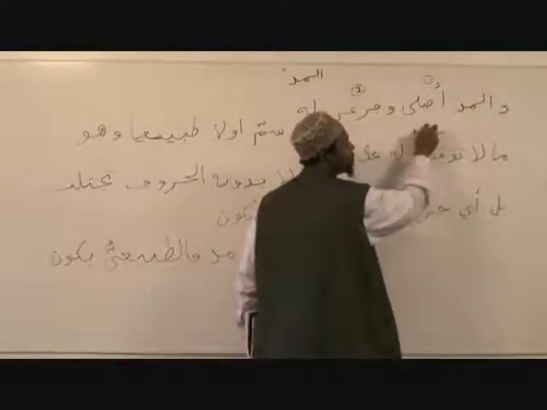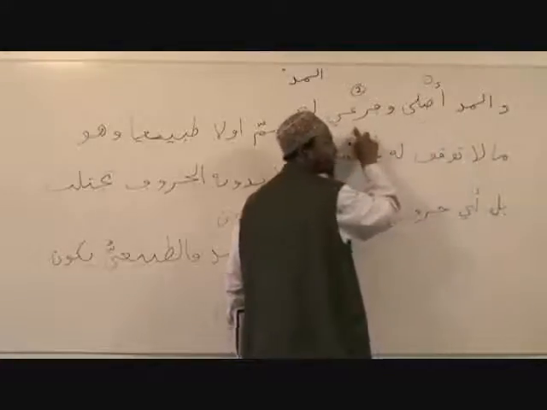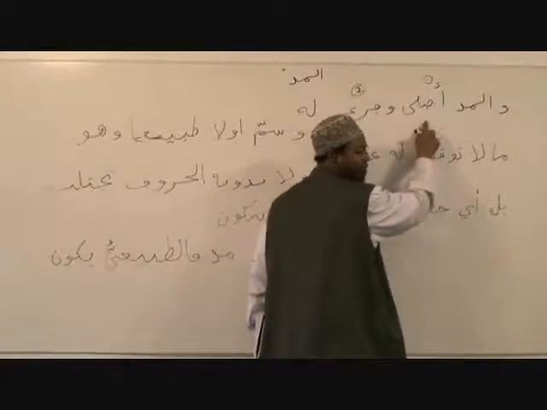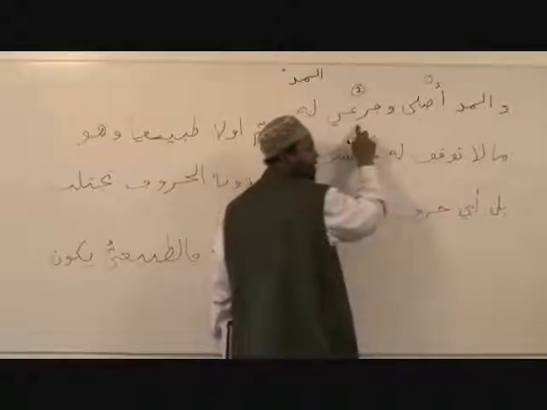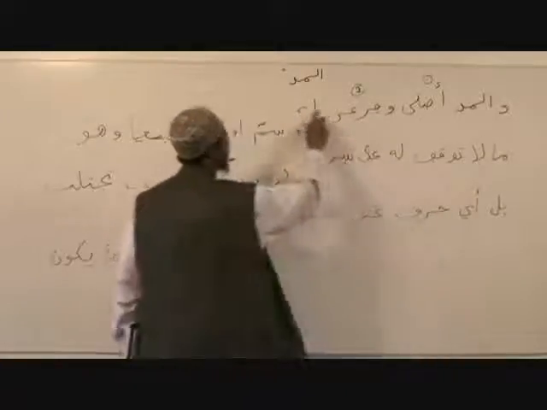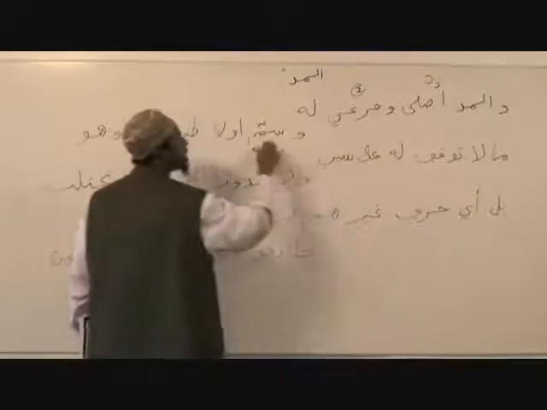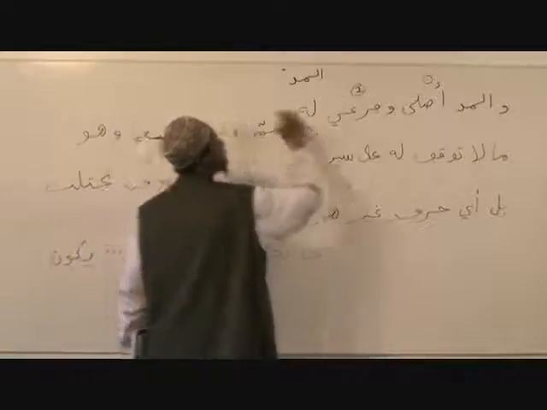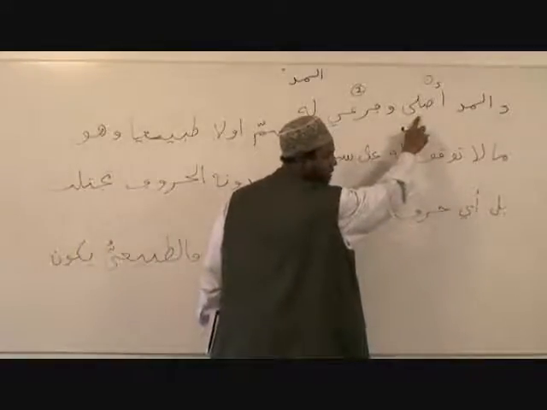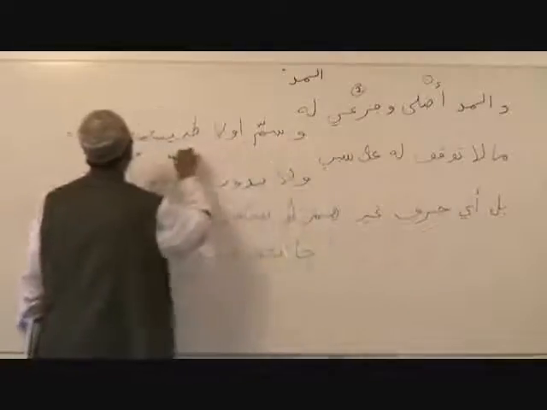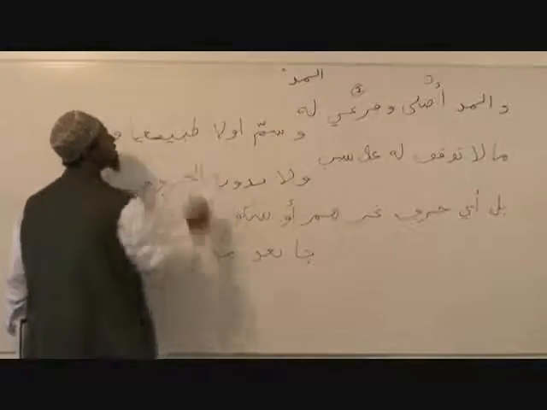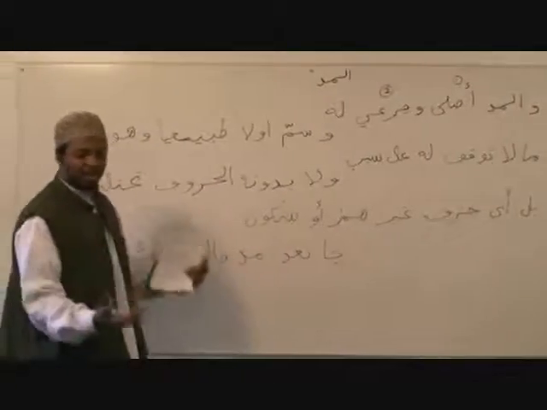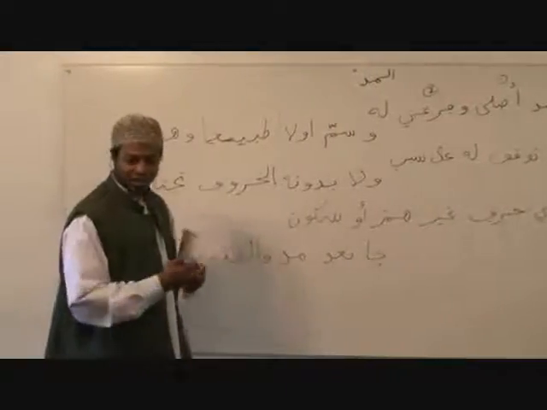So this one is branched off the asl. The asl is the root, right? And this is the branch. You guys understand that? So that lets you know that this branch is built on what? The root. So you have the aslan and the far'an. Two types. Lahu, for what? For the mud. Wasammi, and name or call. Awwalan, the first of them, and this is referring to what? The asli. The first one is also called tabi'iyan, which is natural. The natural mud. You guys with me?